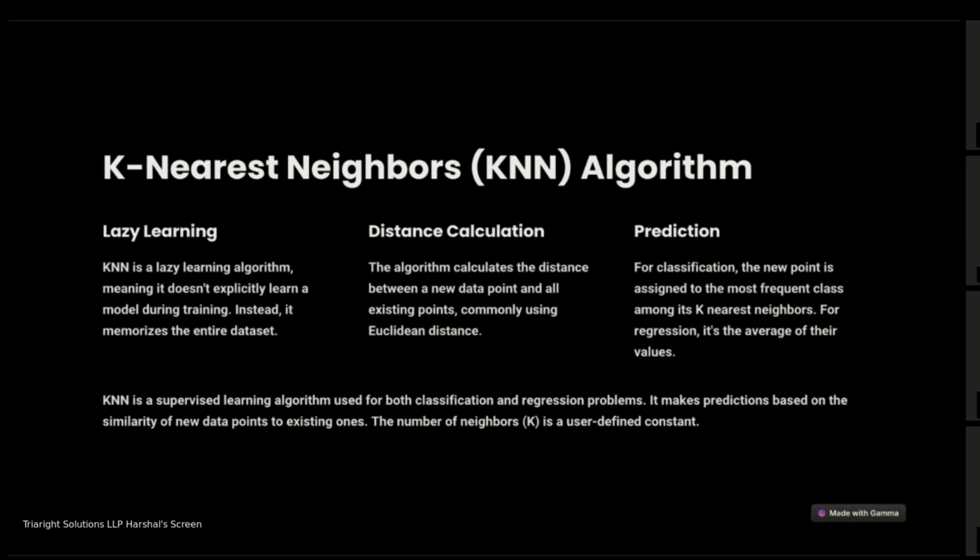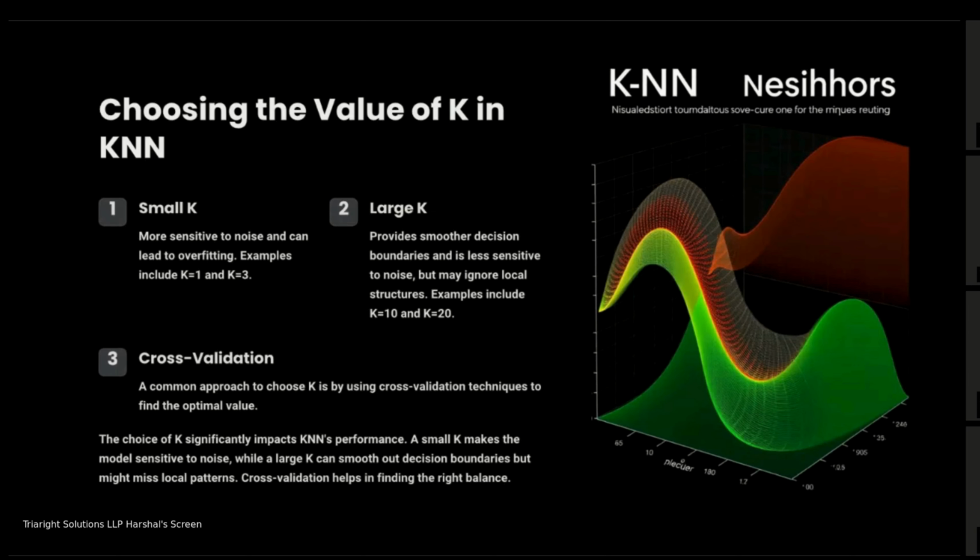KNN chooses the number of neighbors, like K. K is user defined. It is a user defined constant that determines how many nearest points will be considered for classification or regression.